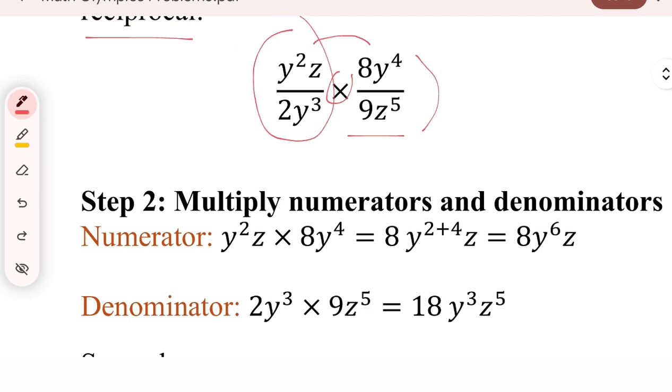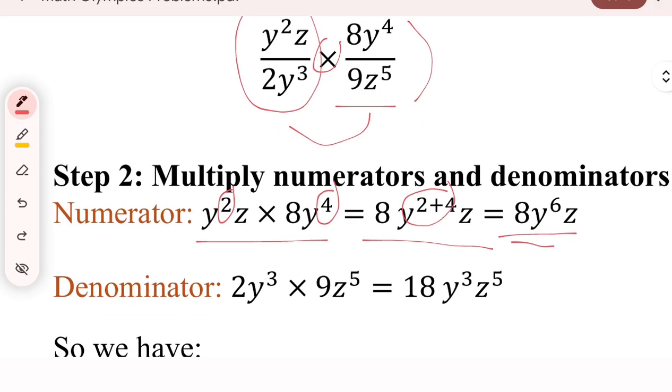So we multiply these numerators and these denominators. For the numerator, we multiply y squared z times 8y to the 4th. And what happens to the y? Here there's this 2 and there's this 4, we need to add them, remember? We need to add exponents, and so we have y to the 6th. So for the numerator, we have 8y to the 6th z.